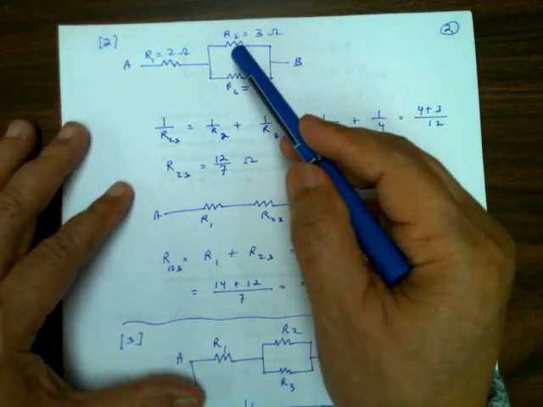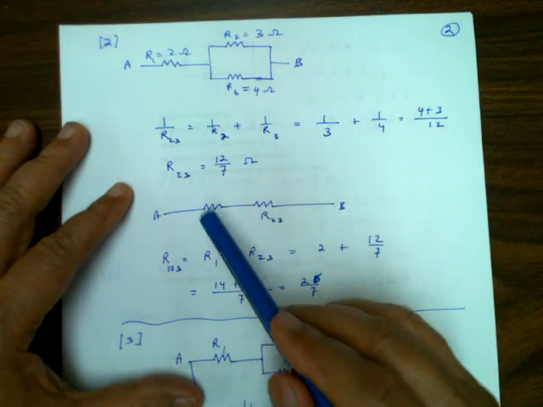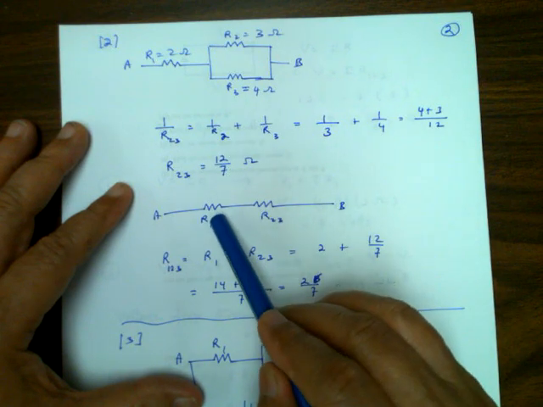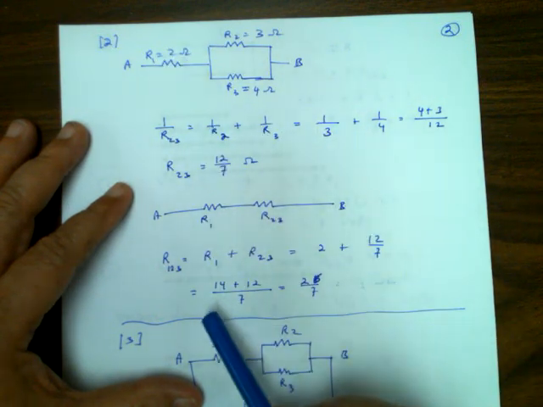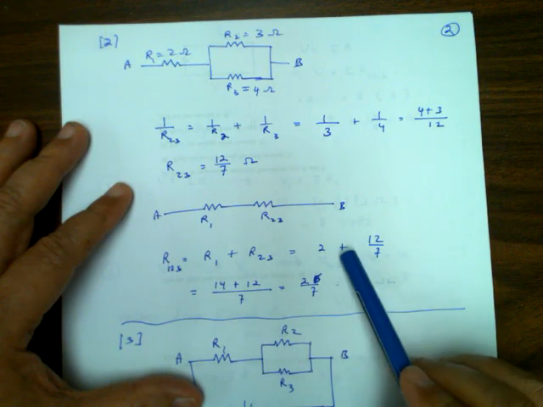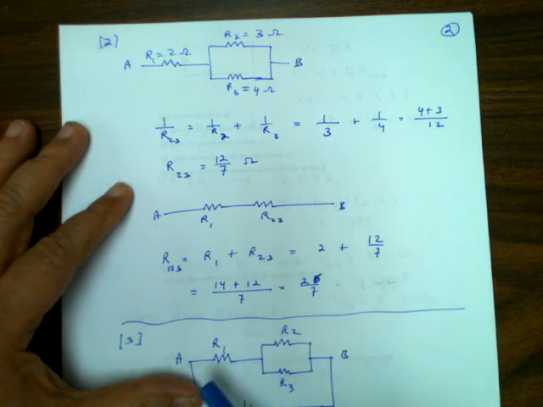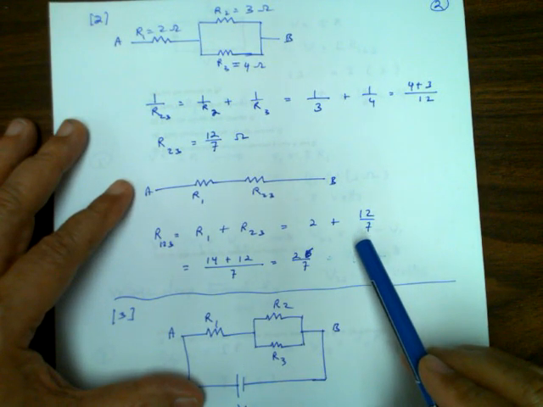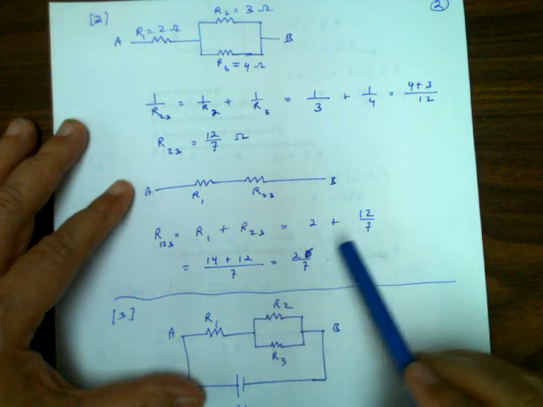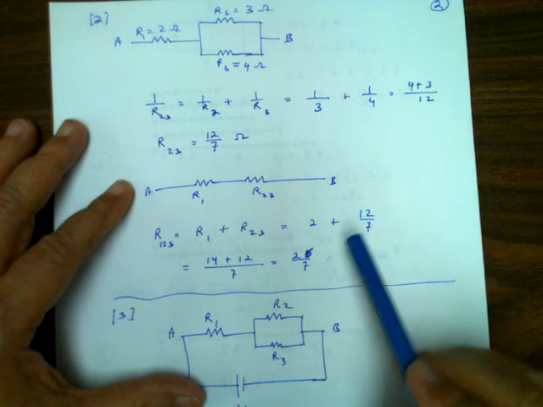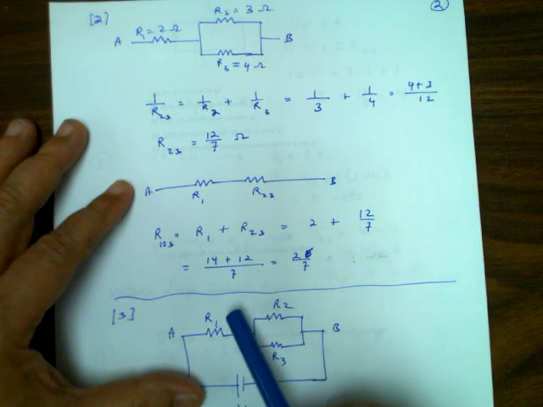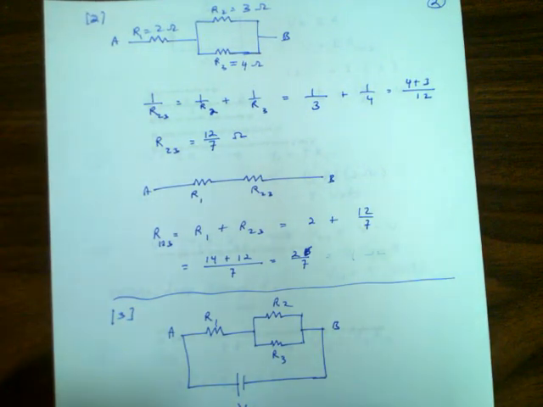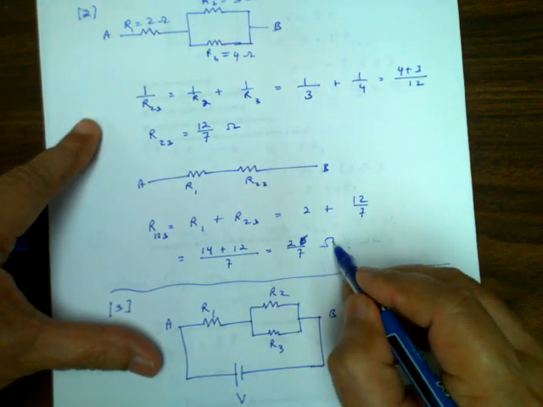Then after that it will go in series with R1, which is 2 ohms. So I know R23 now, which is 12 by 7. R1 is 2 ohms. So I just add them up. 2 plus R23, which is 12 by 7. So the common denominator is 7. 2 is 14 by 7, plus 12 by 7. So 14 plus 12, that's 26 by 7, so the answer is 26 by 7 ohms.